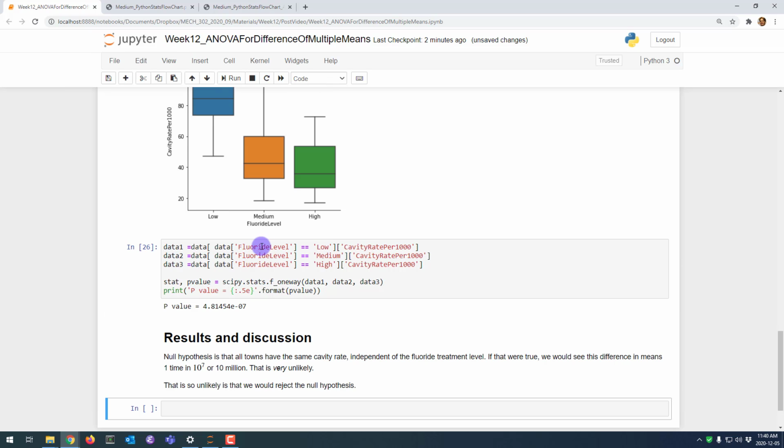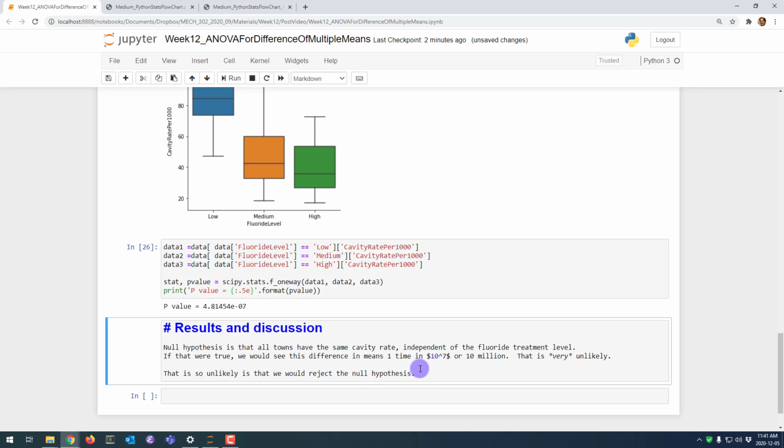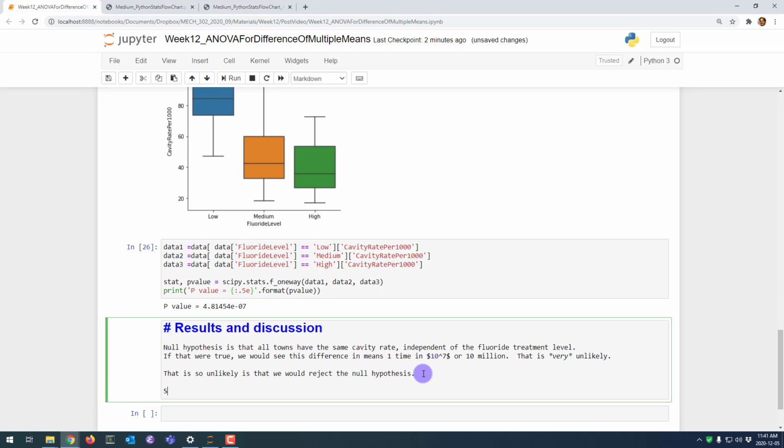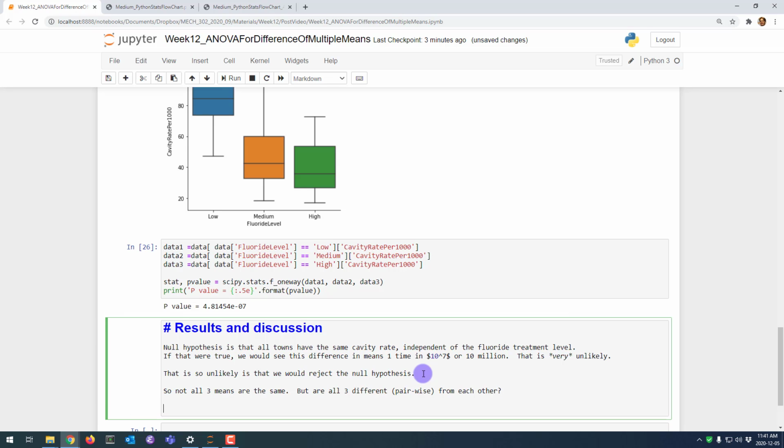However, there's a follow-up question, which is, well, okay, so all three means are not the same. So not all three means are the same, but are all three different, here's the catch, pairwise from each other. That's called a post-hoc test. We will do a post-hoc test for that.